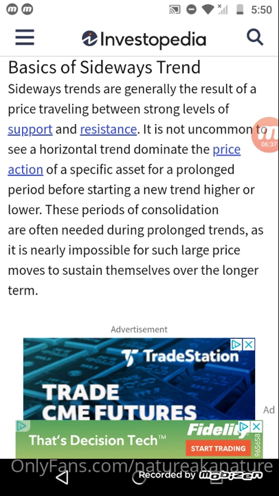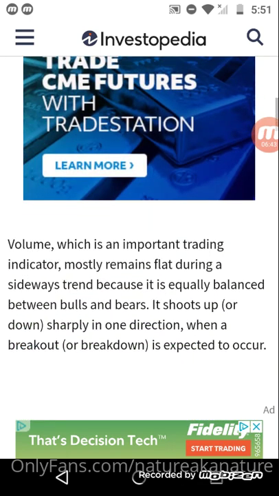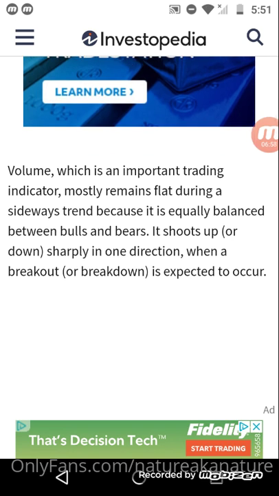It's nearly impossible for such large price moves to sustain themselves over longer terms. So it's temporary. Every correction, every consolidation is temporary. You know what I'm saying? It's building up momentum, as far as I can tell. So you just pay attention. It might be consolidating for a day, it might be consolidating for 2 days, or a good half of the day before it decides what it wants to do. So just pay attention to it.